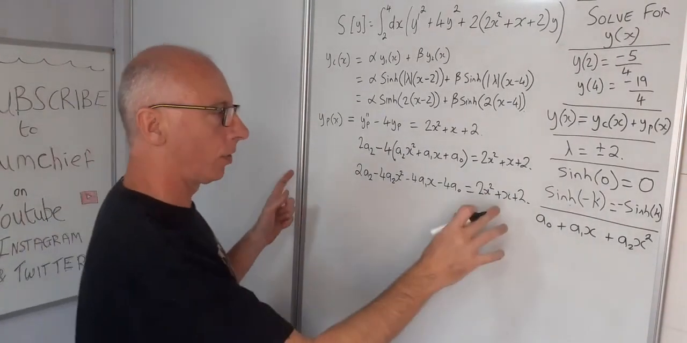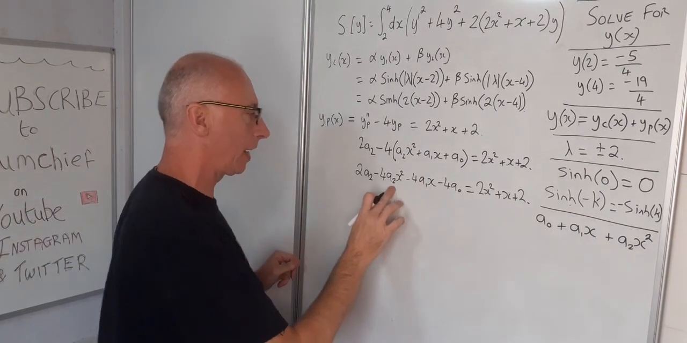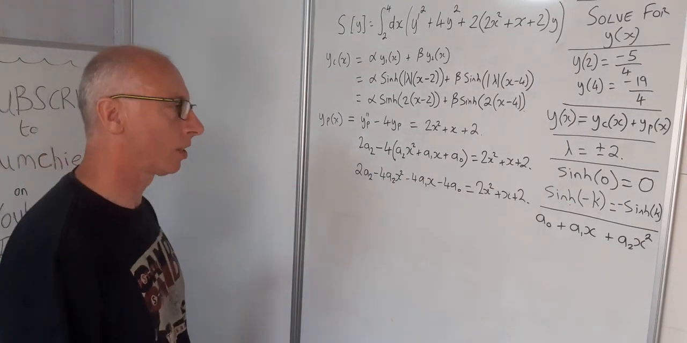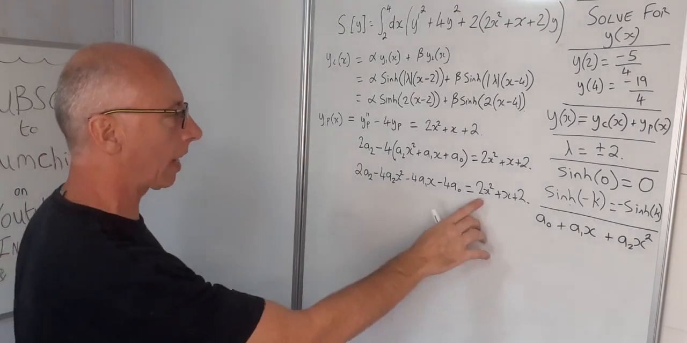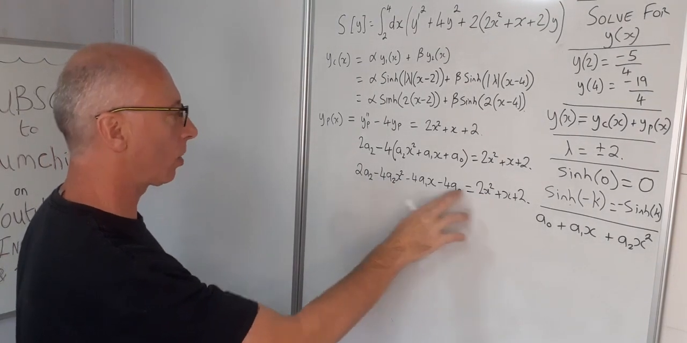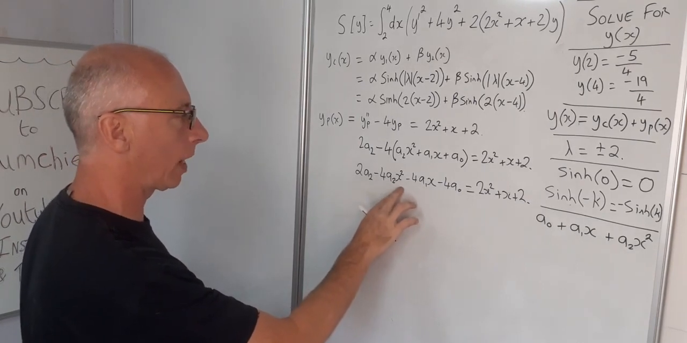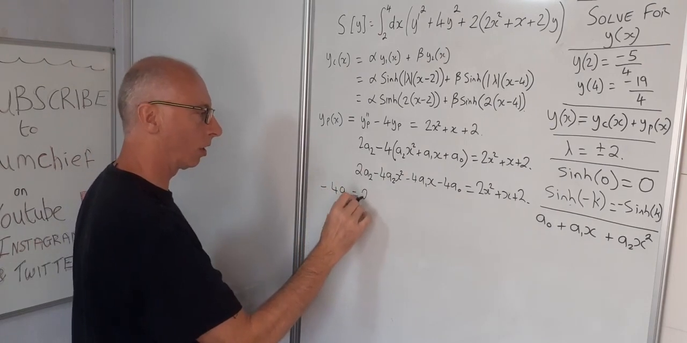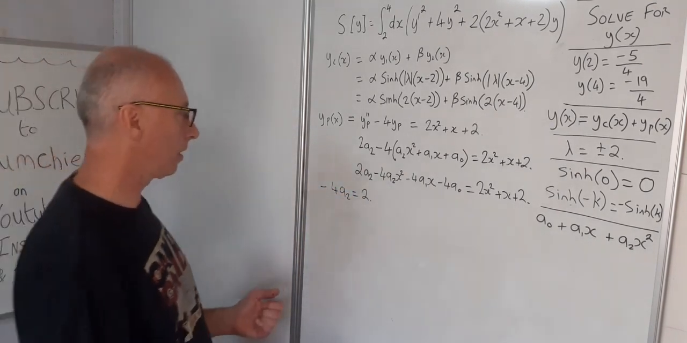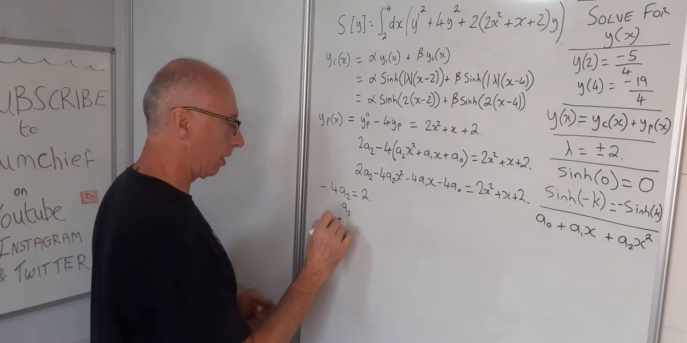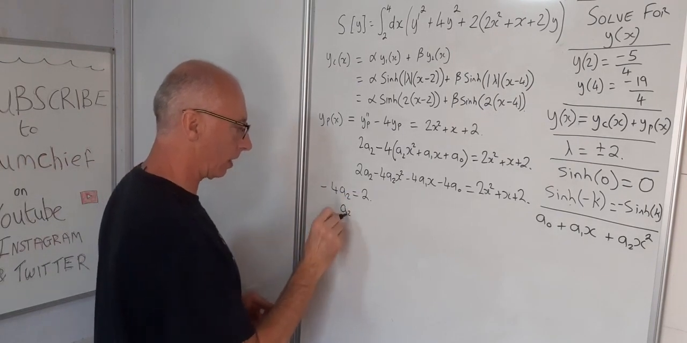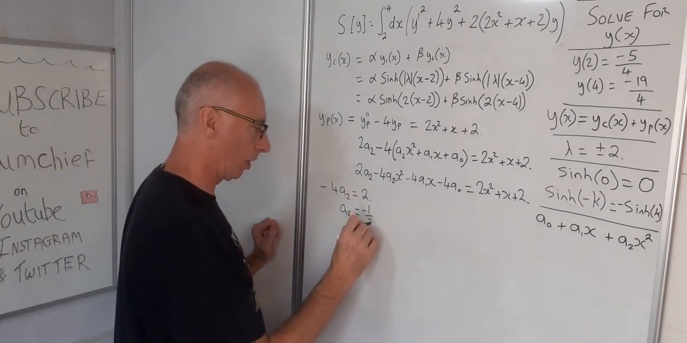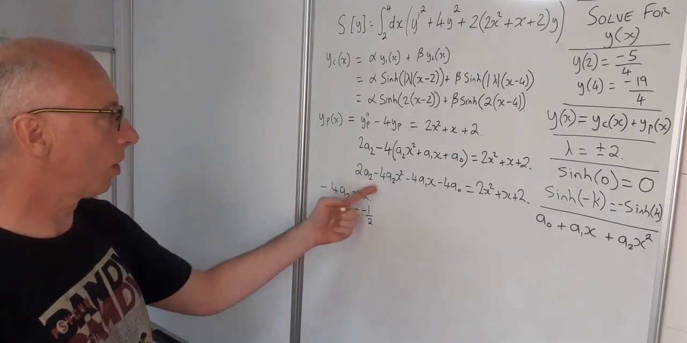Okay, now let's solve for these a0, a1 and a2 here. We should be able to do that by using this particular solution. So let's have a look at the x squareds. So 2x squared is minus 4a2 x squared. So therefore we've got minus 4a2 equals 2. That takes care of that, and then we can solve for a2 from there. a2 equals 2 divided by minus 4, which is minus 1/2. So that takes care of a2.